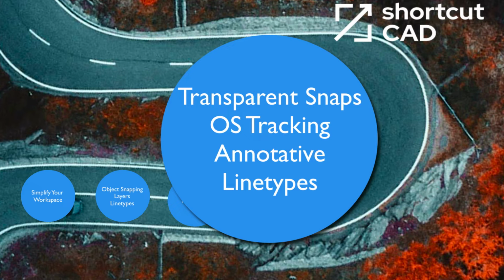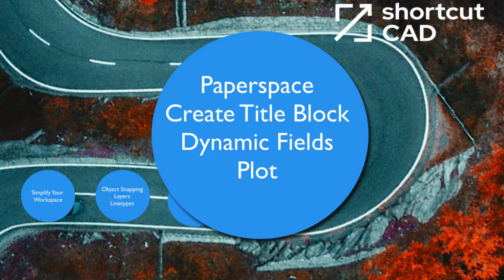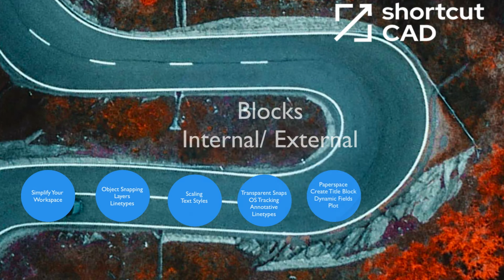In the fourth module, I'll be discussing various transparent snap commands, which you can invoke during a command. And then we'll discuss what object snap tracking is. We'll get into how to create walls and create annotative line types as well. In the fifth module, we'll get into what paperspace is, and I'll show you how to create a title block along with your logo. And then in addition, we'll create some dynamic fields. Then I'll introduce you to the print command or the plot command.